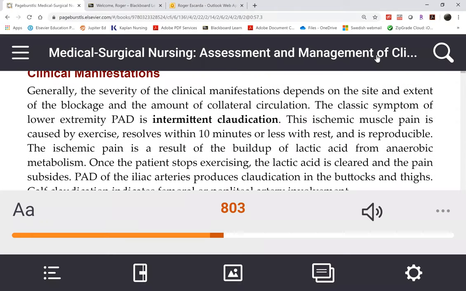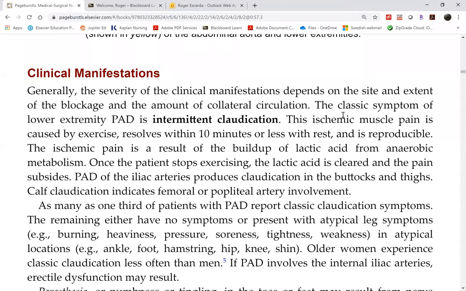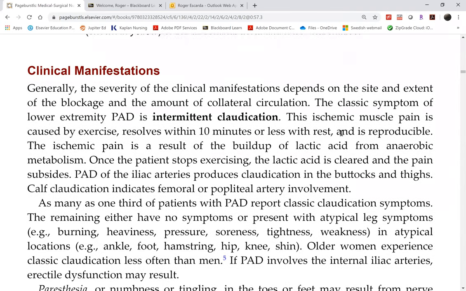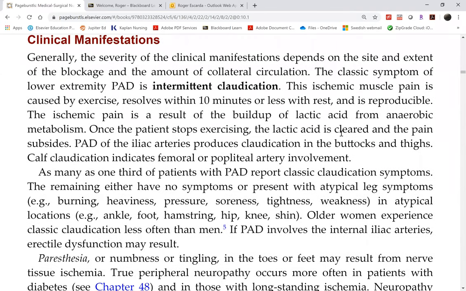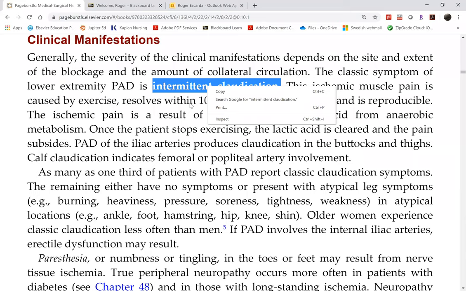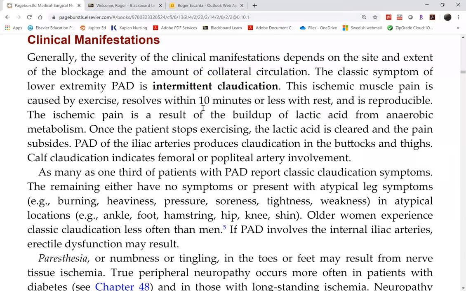In stage one, there are no symptoms, so it's not even worth talking about. But the patient does have PAD. And I'll talk to you about the diagnostic testing, which is the ankle brachial index. In stage two is really when the patient has symptoms now. So in stage two, the number one problem is intermittent claudication. So what is this? The intermittent claudication is pain when you walk.